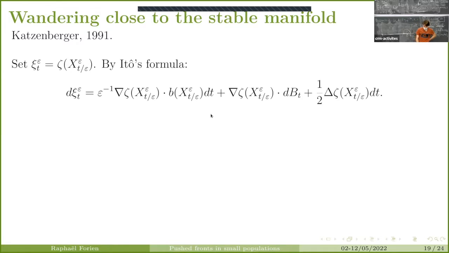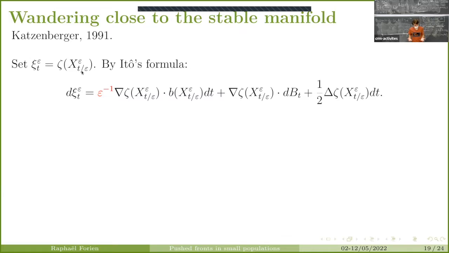And you have three terms. The first one is coming from the deterministic drift in the SDE. The second one is a martingale term. And the third one is the Ito correction coming from Ito's formula. The 1 over epsilon that we have in front of the first term comes from the speeding up of time. Okay. We evaluated x at time t over epsilon, and so the drift is acting much more strongly.